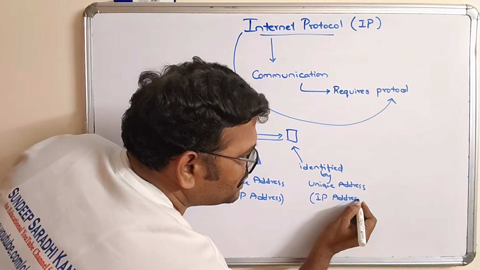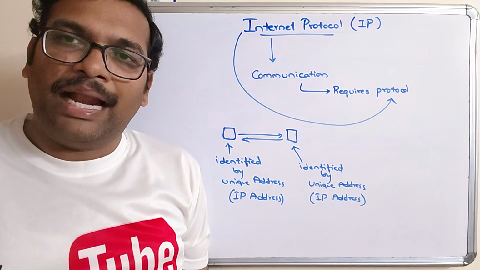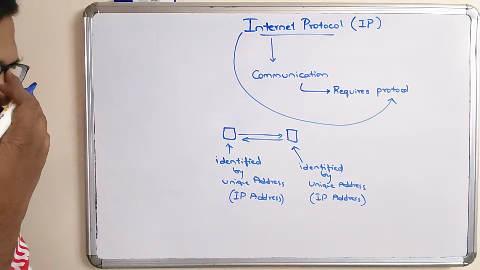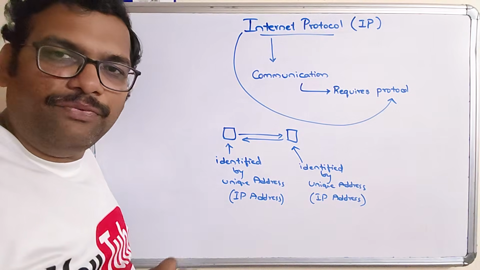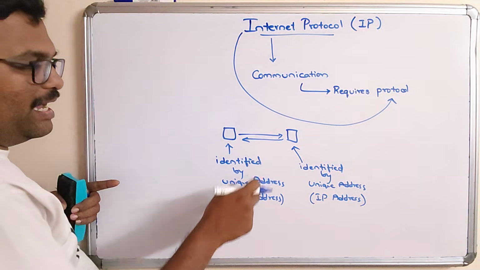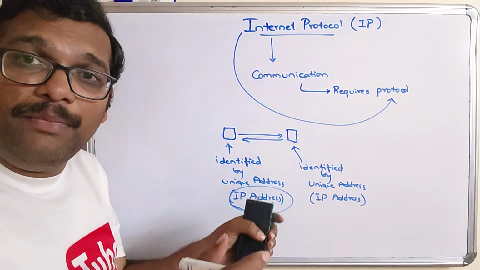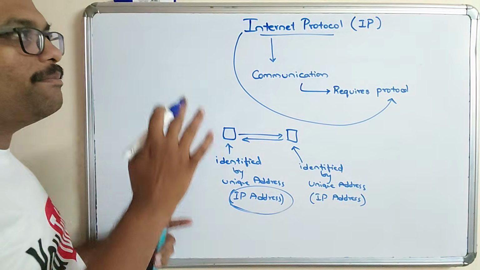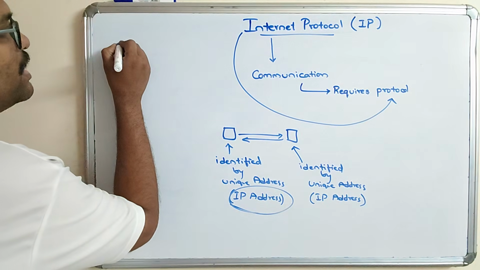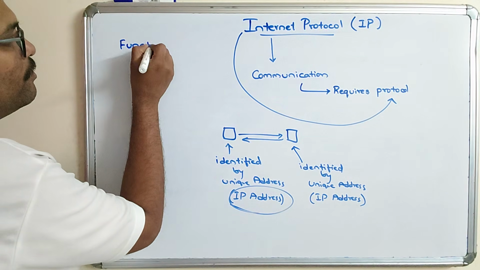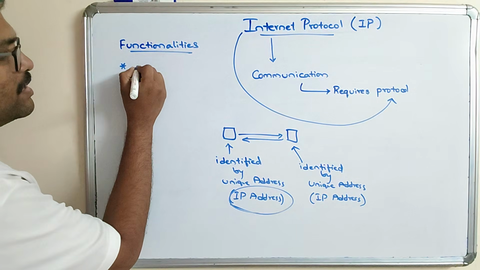So every system or device which is going to be connected to the internet will have this IP address, which identifies the uniqueness of a device. This addressing of the devices available in the network will be taken care of by the internet protocol. So what are the functionalities of the IP protocol? The first one is addressing.